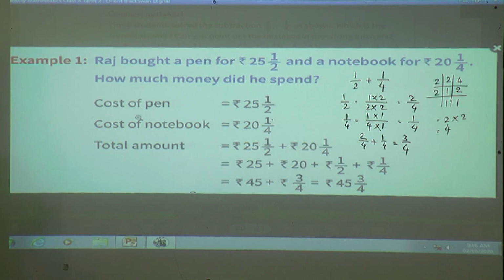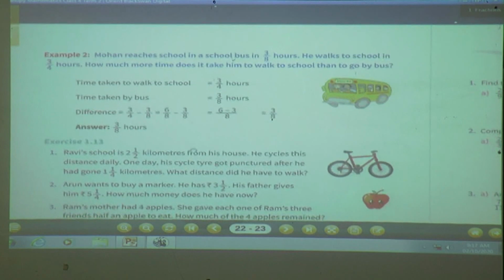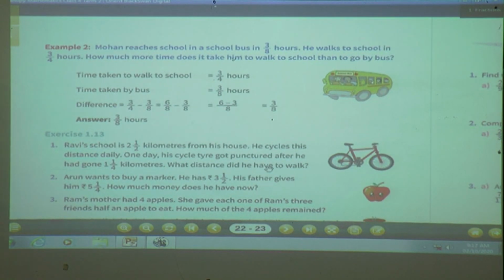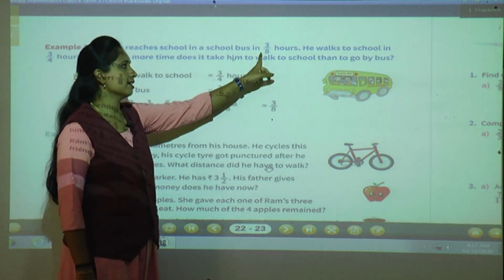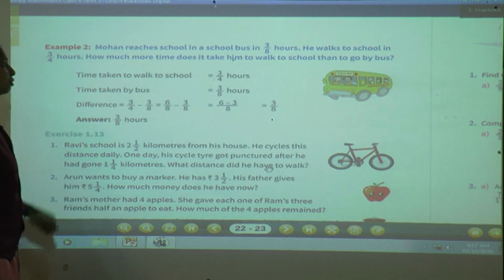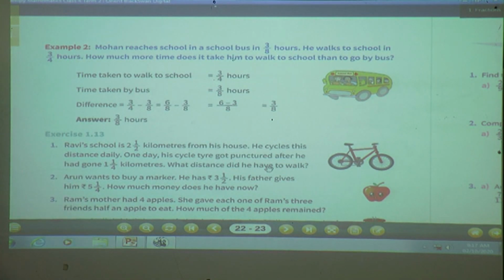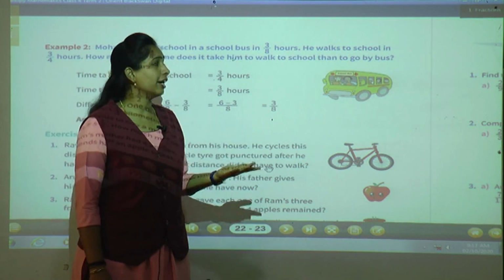Yes, very good. Now I'll explain one more example. See the second question. Mohan reaches school in a school bus in 3 upon 8 hours. He walked to school in 3 upon 4 hours. How much more time does it take him to walk to school than to go by bus?